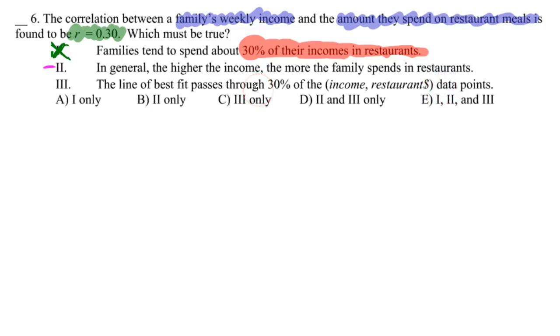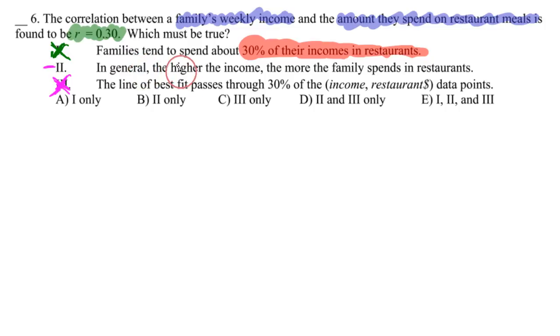Again, R does not tell you the percent of information that the line passes through. R is simply an assertion as to whether it's strongly correlated or weakly correlated in a general sense. So statement number 3, I'm going to say, is not really a good statement. That brings us back to statement 2.